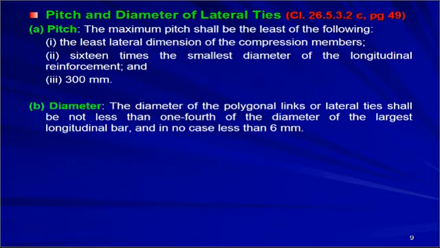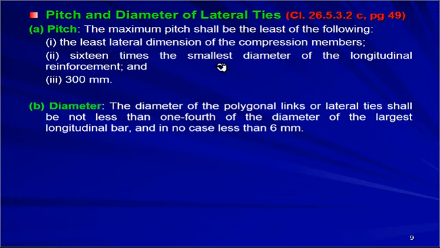Well, while designing this transverse reinforcement, just 2 points are given in the IS code, related to the pitch and diameter of lateral ties. Pitch means the distance between 2 consecutive lateral ties. The maximum pitch shall be the least of the following. First, the least lateral dimension of the compression member, that means B and D if you consider, so B is the least lateral dimension. Then 16 times the smallest diameter of the longitudinal reinforcement.